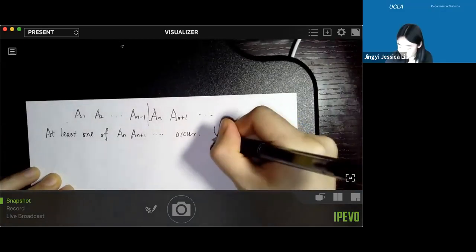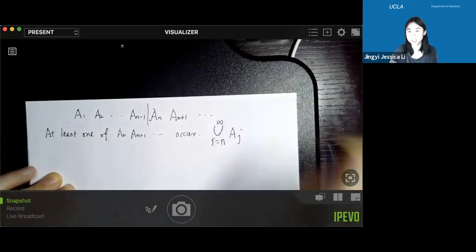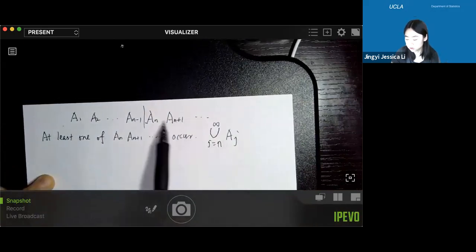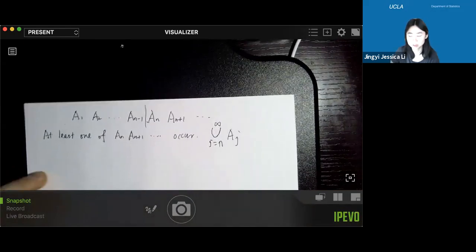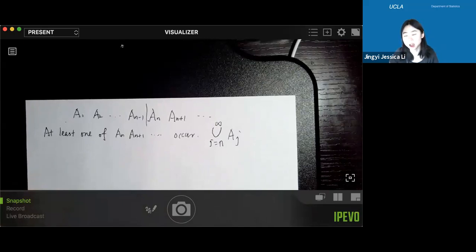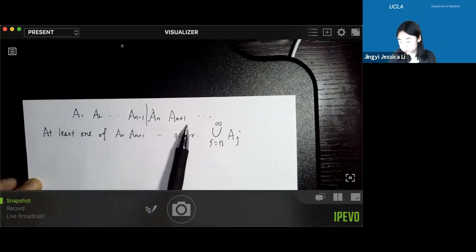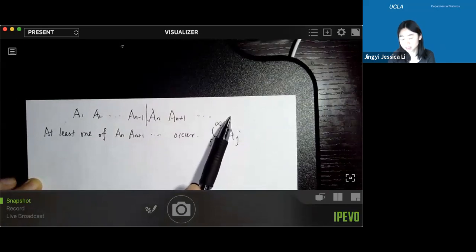So here we can just write this: J going from n to infinity, AJ. I take this union, which means that if one of them takes value 1 or one of them occurs, then this union occurs, right? That's why we can represent it this way. And infinitely often means that no matter how I move my cut down the sequence, I can still have the union of the remaining sequence occur. No matter how late I move, there must be some event occurring afterwards.